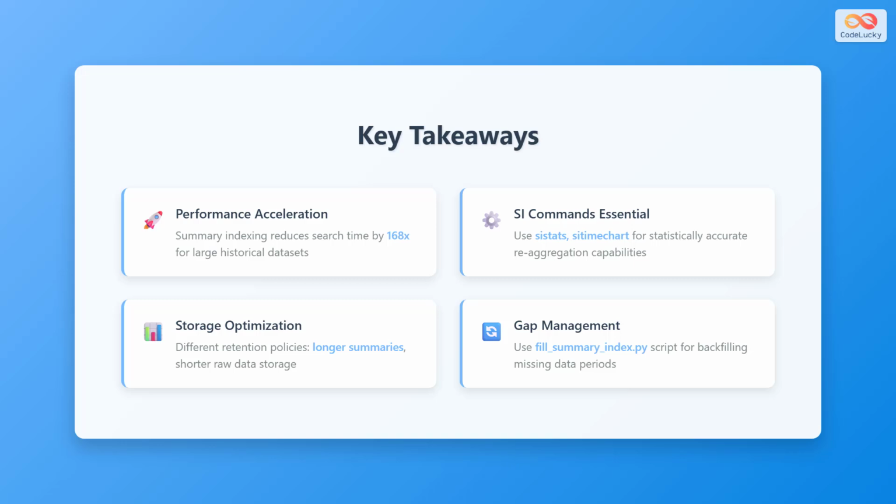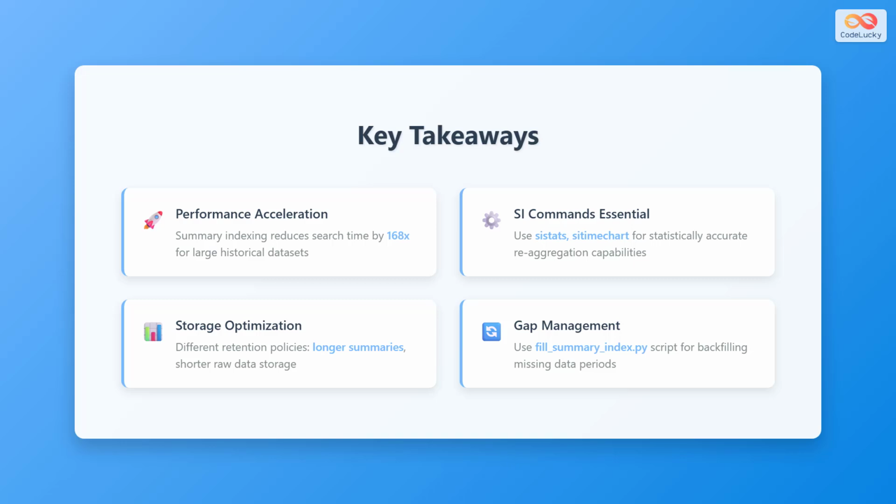Let's summarize the key takeaways from our summary indexing discussion. Performance acceleration is the primary benefit, with summary indexing reducing search time by 168 times for large historical datasets. SI commands are essential for maintaining statistical accuracy. Always use sistats and sitimechart for reaggregation capabilities.